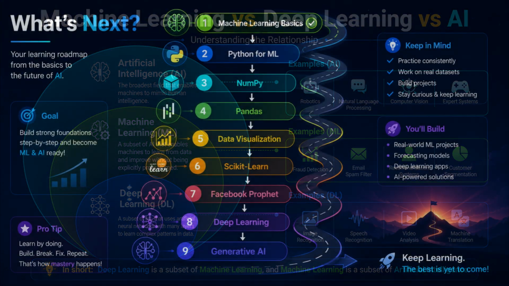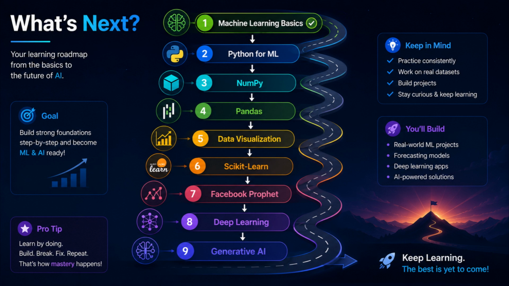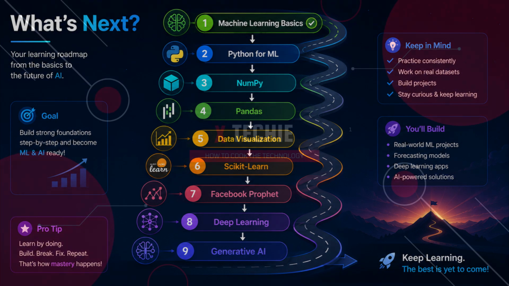You now understand the core concepts of machine learning and how models learn from data. In the next videos, we'll move into hands-on implementation using Python. We'll start with essential libraries like NumPy, Pandas, and Scikit-Learn, then build practical machine learning projects, including time series forecasting with Facebook Prophet.